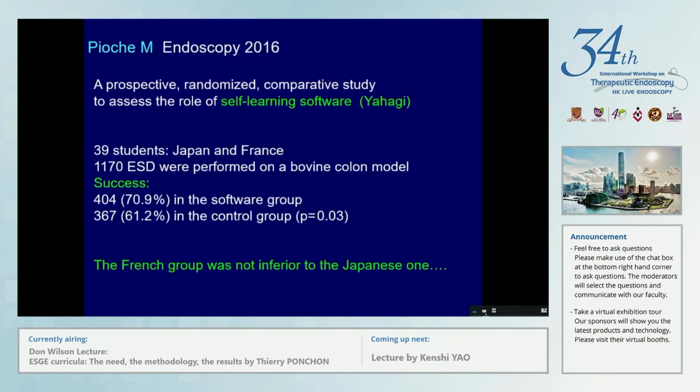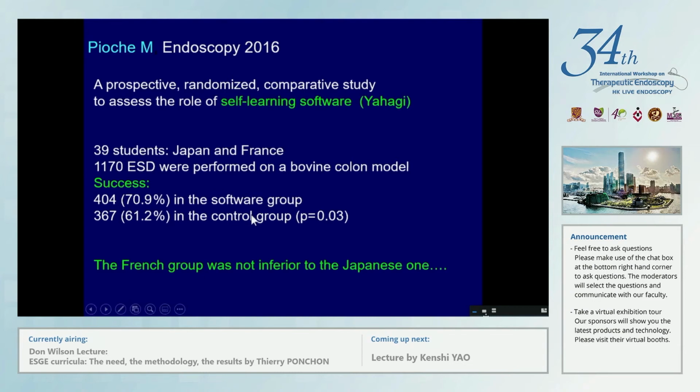And this is just the last publication I refer to. It is a publication which has been conducted to evaluate a self-learning software from Naoisha Yagi. And we conducted this study in vitro on a bovine colon model. And we asked 39 students from Japan and France to perform more or less 30 ESDs per student. And we observed that the success rate with the software is higher than without the software.